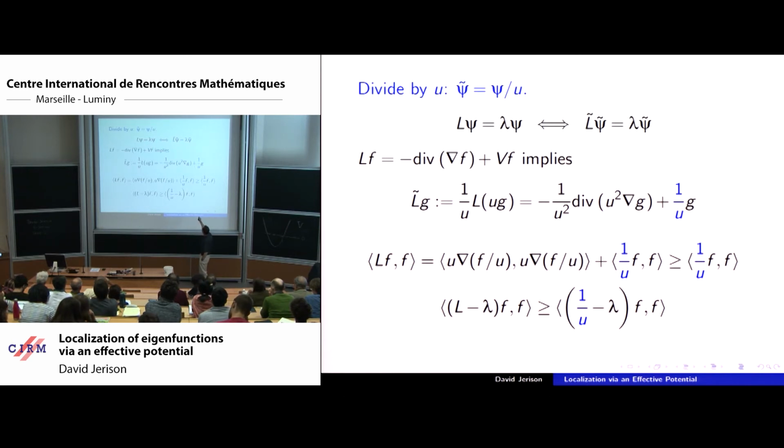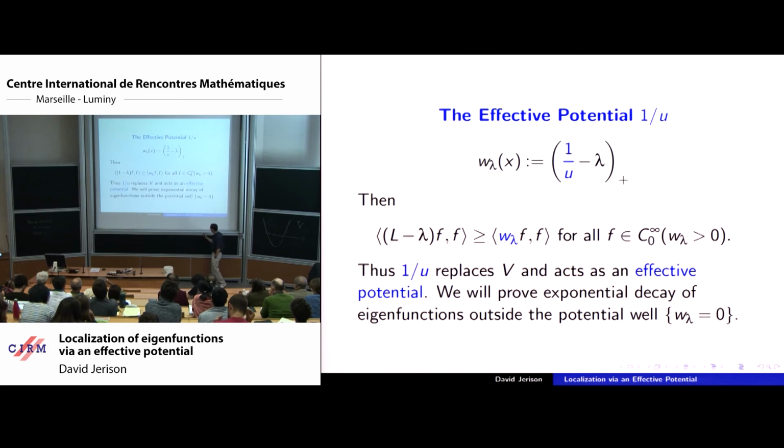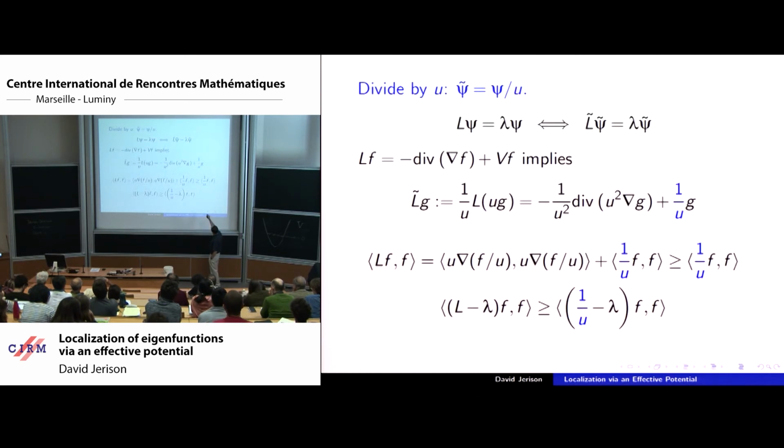And now I'm going to use the same trivial inequality. This is a positive term. And so, lo and behold, I have the same inequality. I have the inequality that fits into the Agmon theory. There it is. It's the same one, but I've just replaced V by 1 over u.